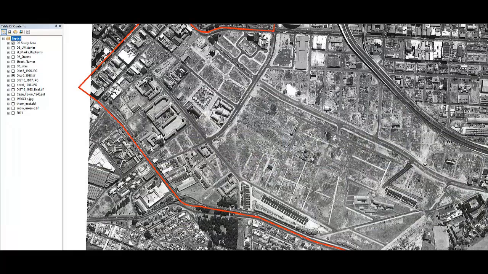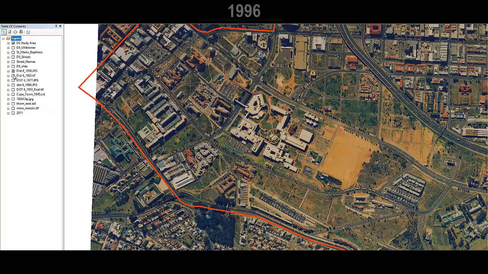And now, here is the aerial image from 1996. You can see the campus we know today. Back then, it was still called Cape Technikon.